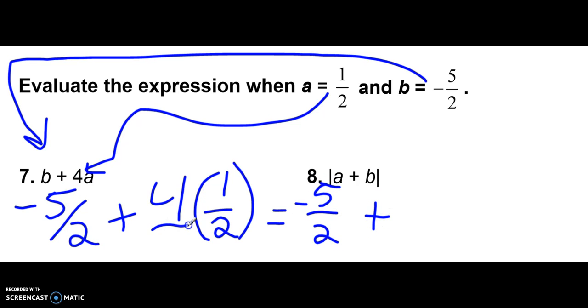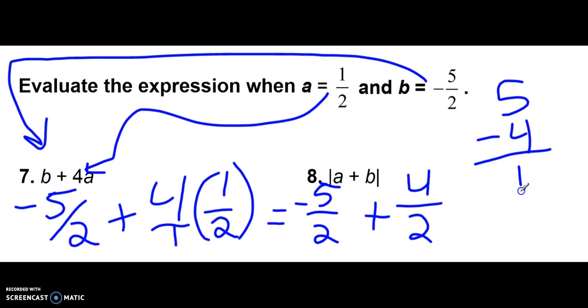plus, I'm going to put a 1 under here, 4 times 1, 4. 1 times 2, 2. Oh yay, they have the same denominator, so I'm not going to have to do anything about that. But 5 is a negative and 4 is a positive, so I'm going to have to use the different sign rule. That gives me a 1. Since 5 is bigger, it's a negative 1. So this equals negative 1/2. Not too bad, not too bad.